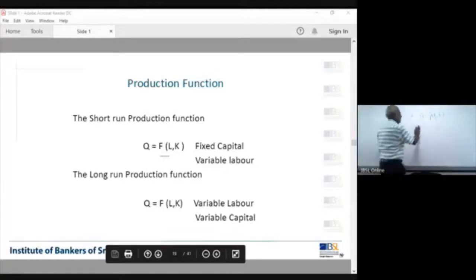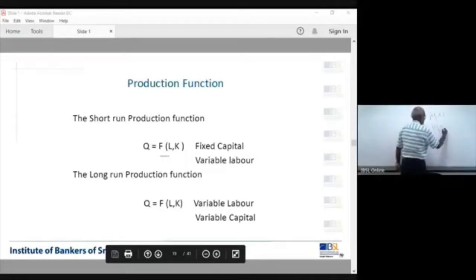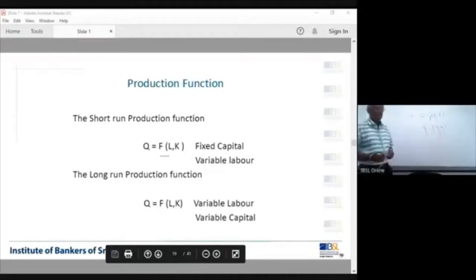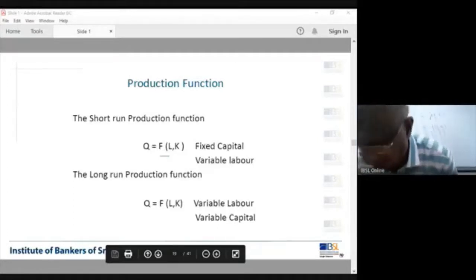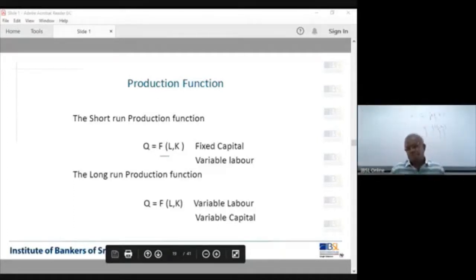But in the long run, what will happen? You have enough labor as well as capital. If you want to increase the output, you can increase labor or you can increase capital or both. That is interesting. So output is increased by changing both labor and capital.